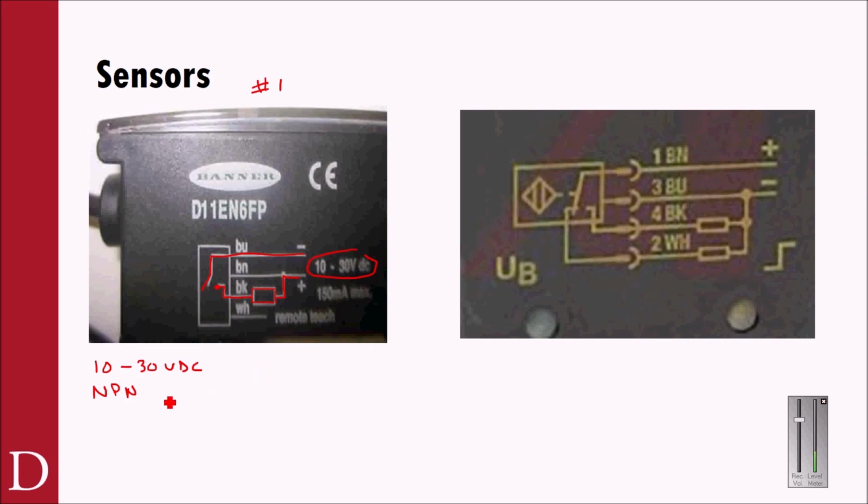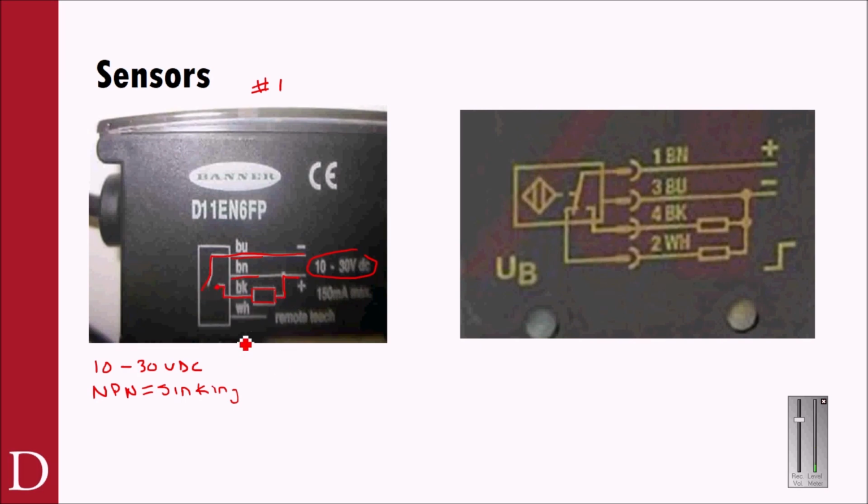So this is called NPN, or this is called a sinking sensor. Okay, we sink to ground, we sink to 0, we sink to N, whatever you want to call it. This is a sinking NPN sensor. All right. And then you can see that I also have to hook up plus to the brown. So I have to power the sensor with plus and minus. And then minus is what gets switched to the load.